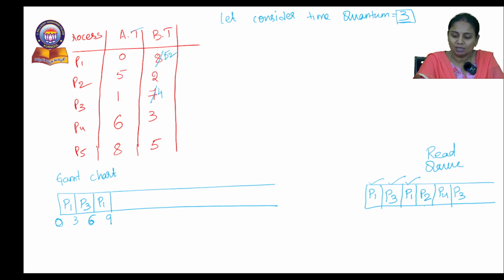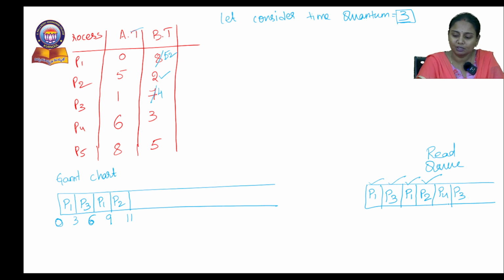Which process is available next in the ready queue? Process 2 is available, so process 2 will get the chance, and process 2 has only 2 units of time, so it utilizes its complete burst time. Why? Because the burst time of process 2 is less than the quantum time. If any process's burst time is less than the quantum time, complete utilization can be done. So P2 completes its utilization of CPU within 2 units of time and releases the CPU. So now P2 will be terminated completely.